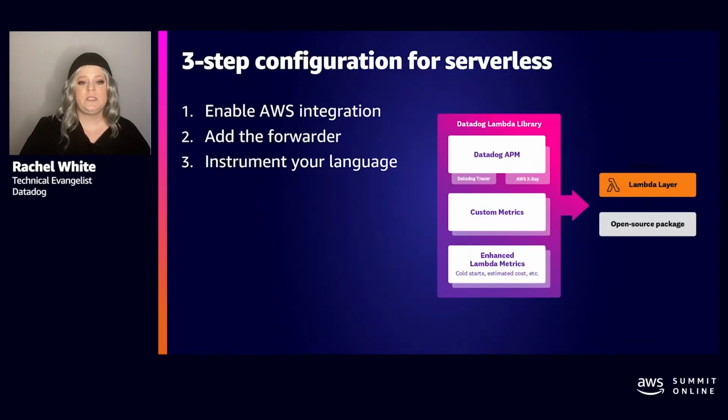So how are we going to see that our serverless functions are working as intended? Datadog makes it really easy. The first part is enabling the AWS integration. The AWS integration sets up some IAM rules and begins scraping your AWS account for information about what's going on within your infrastructure. And then we add the forwarder, which is going to ship all of the metrics for serverless back to Datadog. And finally, we instrument with our programming language of choice.